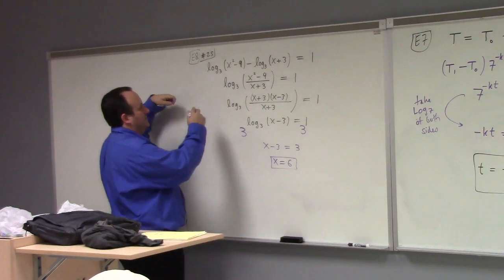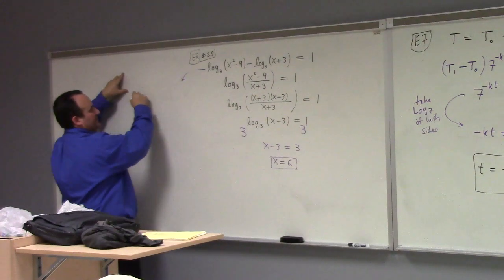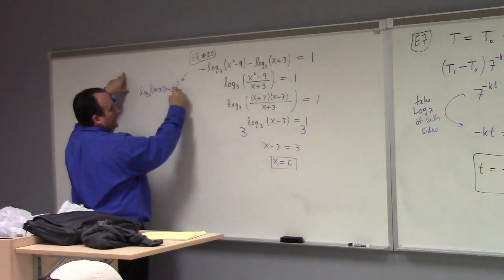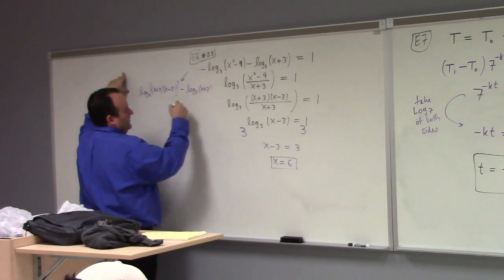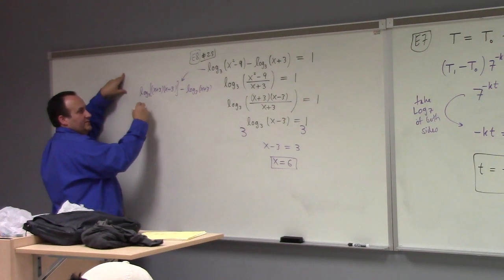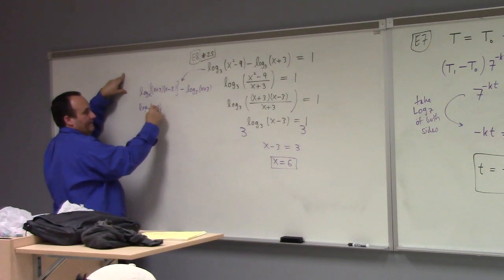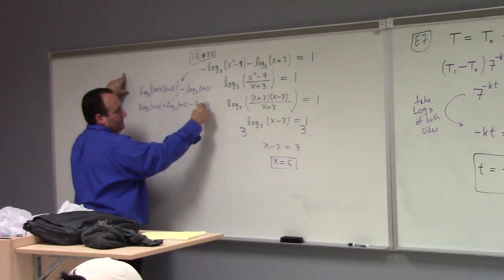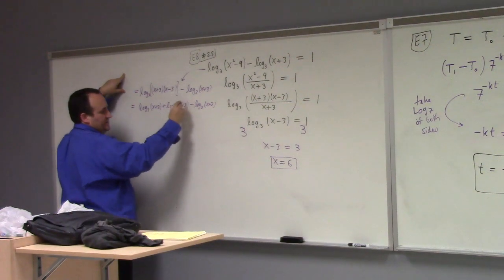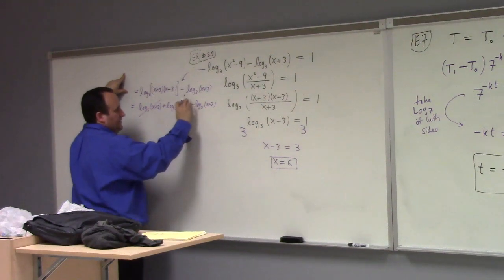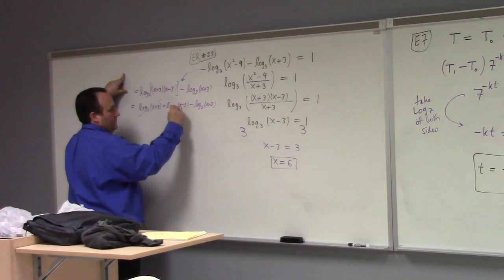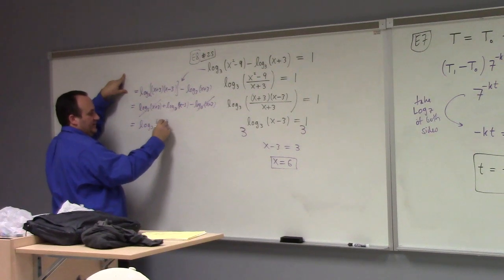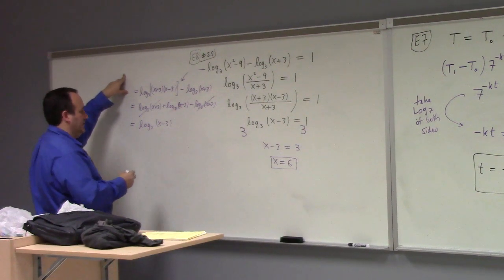The other way we could have done this would have been: well, that's log base 3 of (x plus 3) times (x minus 3) minus log base 3 of (x plus 3), right? And if we'd factored that to start with, then we could have used the property of logs to break that up. See that? And then what would have happened is these would have canceled. Wait a minute, these would have canceled. My bad. These would have canceled, and we would have been left with log base 3 of x minus 3 equal to 1, right?